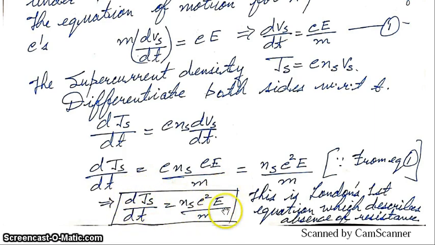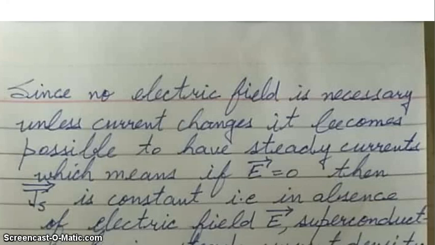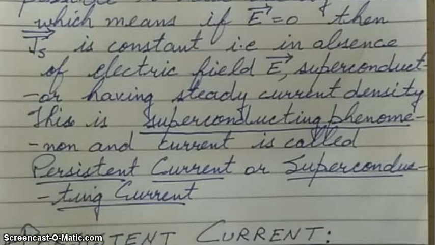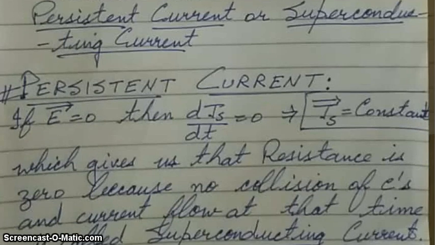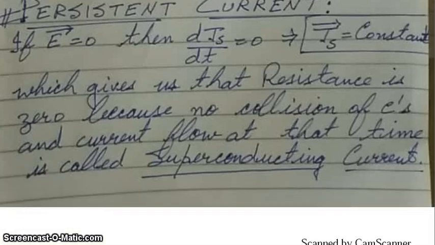In this case, if E vector is 0, this becomes 0, meaning dJs/dt is 0, meaning Js vector is constant. Rate of change of Js is 0, meaning Js is constant. Js constant leads towards persistent current. So again I repeat: what is persistent current? If electric field vector E is 0, then dJs/dt is 0, meaning Js is constant, which gives us that resistance is 0, because there is no collision of electrons and current flows at that time. So this current is called superconducting current or persistent current, right?